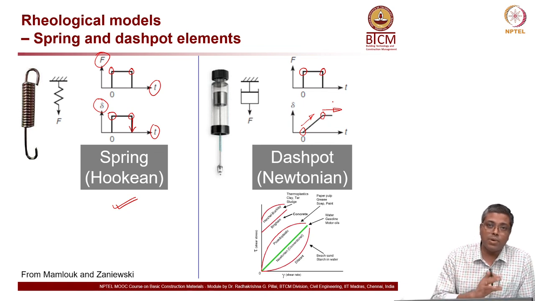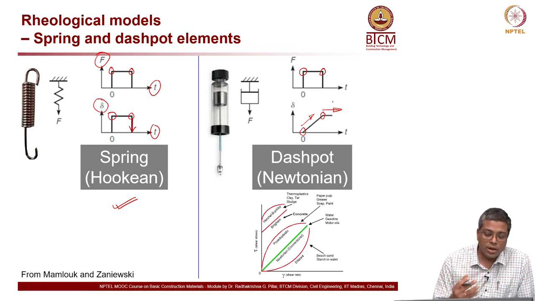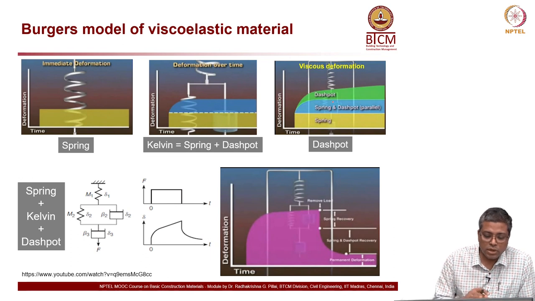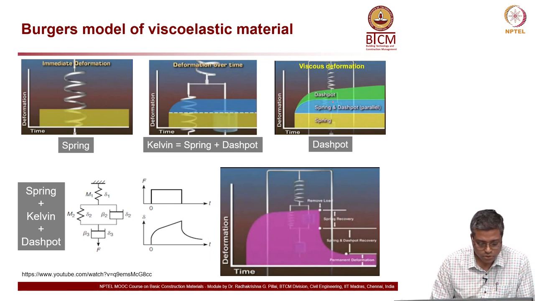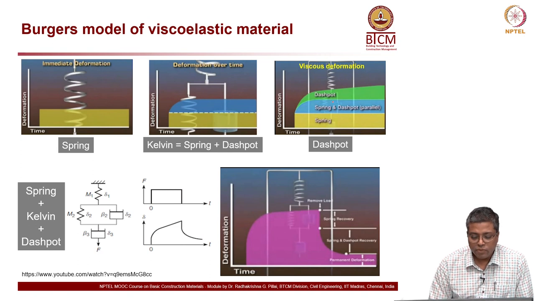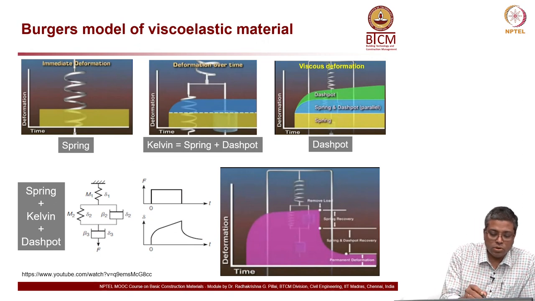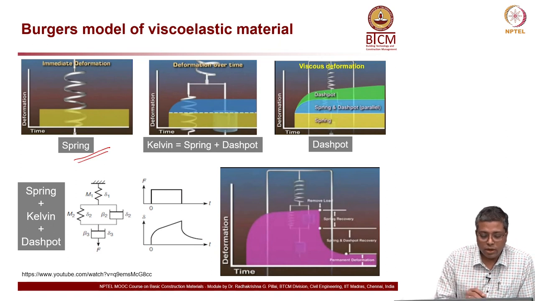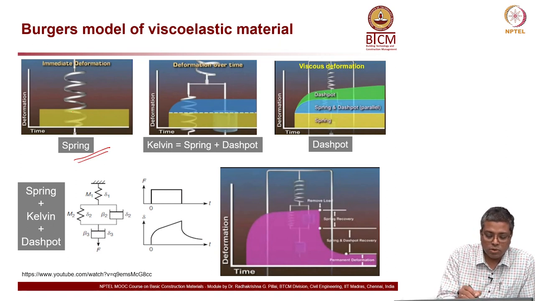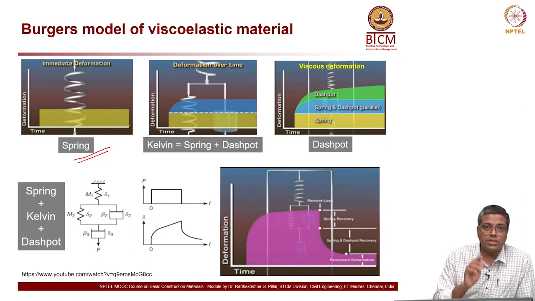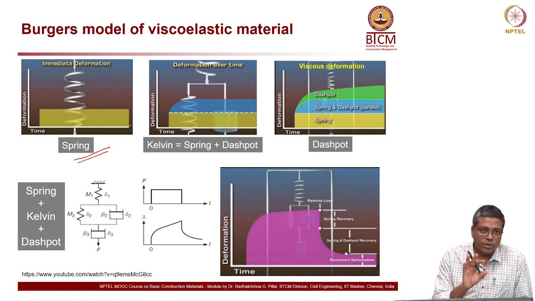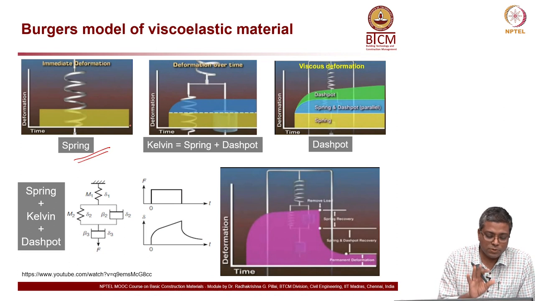Now how do we combine these to model a viscoelastic behavior? Let's see that. Here is an example. I got it from one of the YouTube videos. You can watch that video, very interesting. The link is given at the bottom left. These are some snapshots from the video. On the first image, that is a spring model. You can see the spring. The yellow region is the graph corresponding to the spring model.